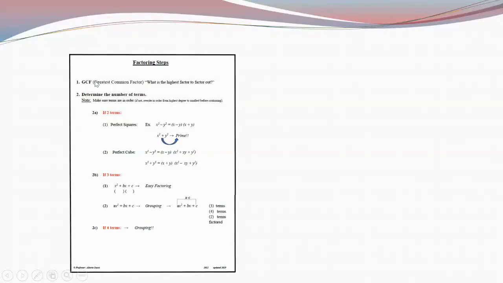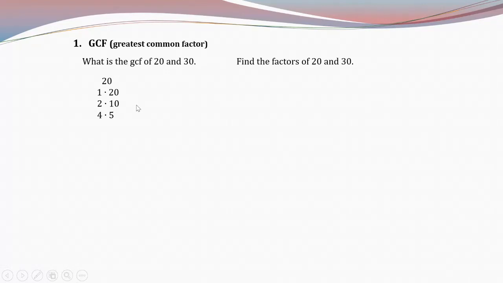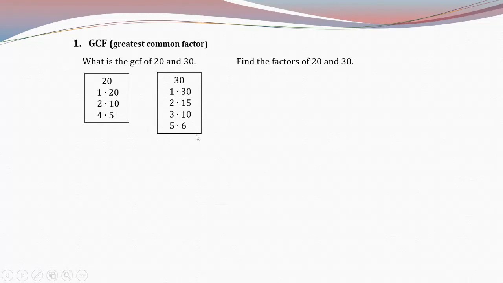Now, let's start with the first step. The greatest common factor. What is the greatest common factor of 20 and 30? In other words, how can I get 20? 20 will be 1 times 20, 2 times 10, and 4 times 5. And 30 is going to be 1 times 30, 2 times 15, 3 times 10, and 5 times 6. So what's the greatest factor they have in common? Well, the answer is going to be 10.